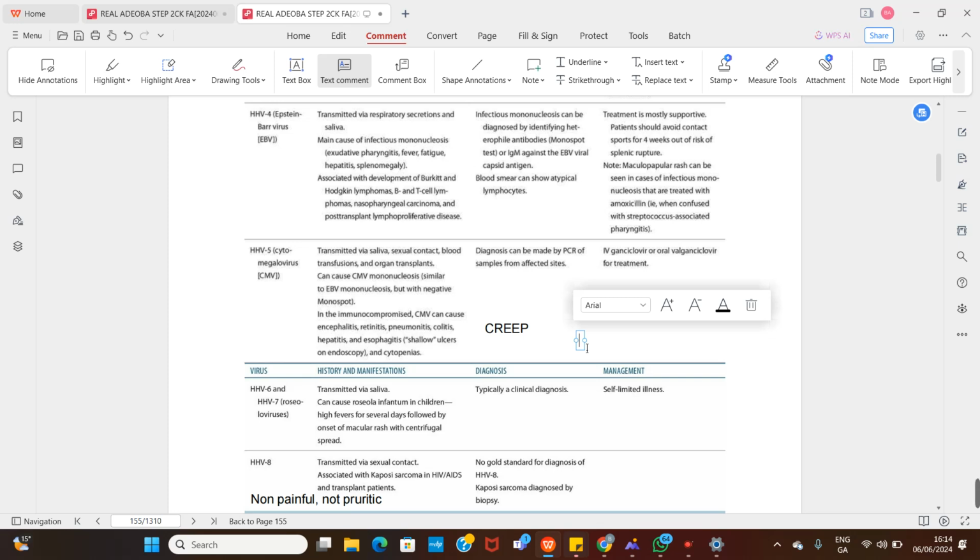The E for the encephalitis, of course, encephalitis can affect the brain: seizures, confusion, personality changes, depending on the area, right?